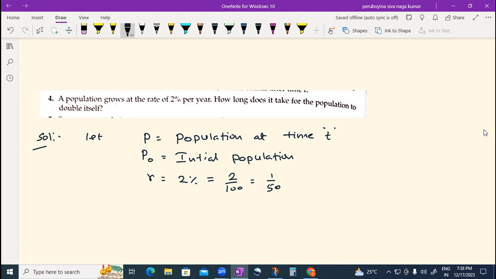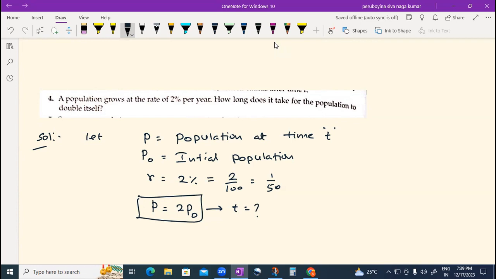How long does it take the population to double itself? It should be doubled, so that means the P value will be 2 into P naught. This is the main task we have to perform. We have to find how long it takes. It takes means time. For P equal to 2 P naught, this will happen at what time T? We have to find that out.